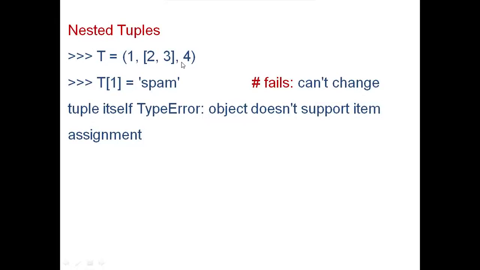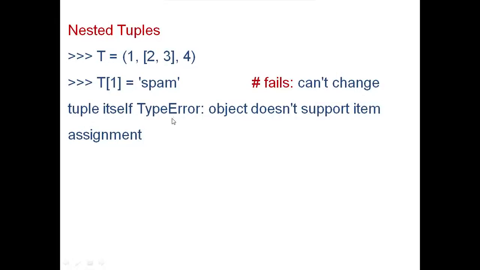Already we have seen that tuples are immutable sequences. That is, you cannot change one of the elements of the tuple, right? You cannot change. So when I say t of 1 equal to spam, you are trying to change this particular value to spam.